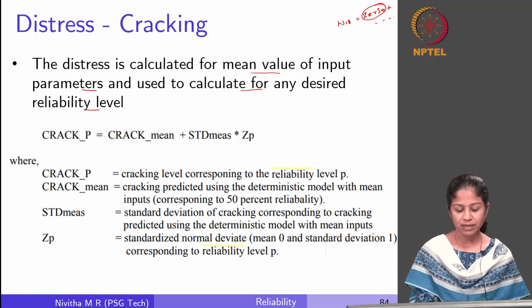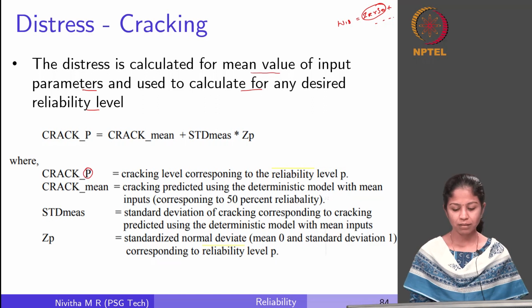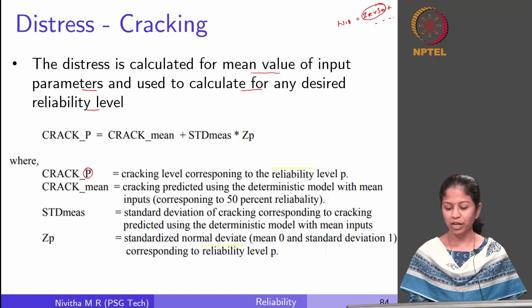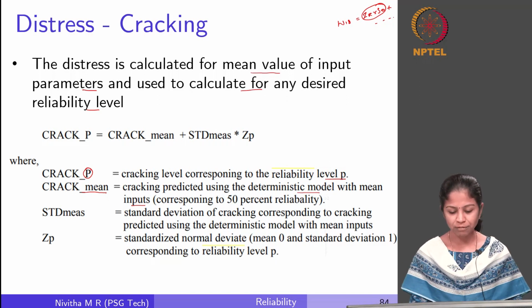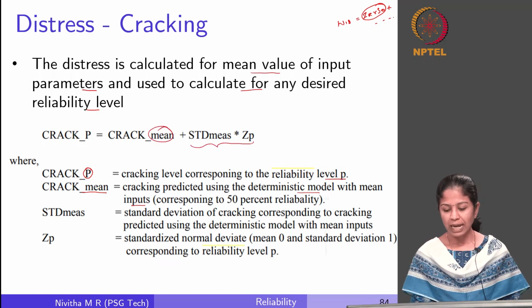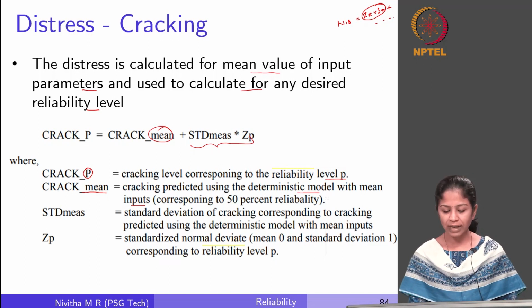So let's look at this equation. We have cracking at P. This is cracking level corresponding to the reliability level P, right. So this is a function of mean cracking level, that is cracking predicted using the deterministic model with mean inputs. As I said earlier, even in MEPDG we are going to use a deterministic model with mean value for all the input parameters. So I am going to take that value, so that is my mean value, and I am going to add this term to that. What is this? This is the standard deviation of cracking corresponding to cracking predicted using the deterministic value with mean input.